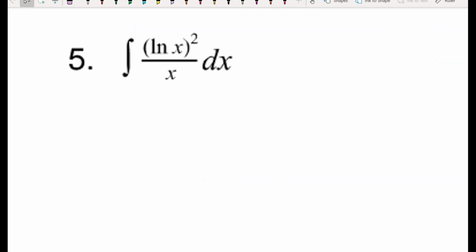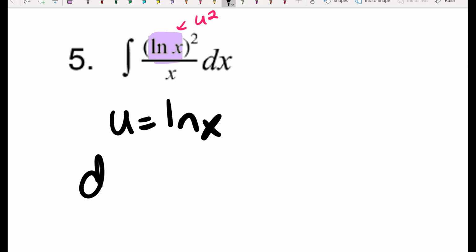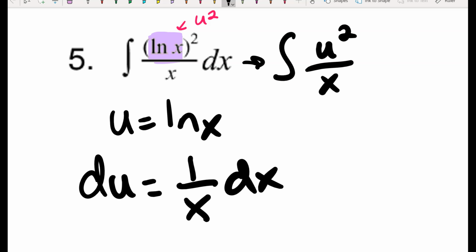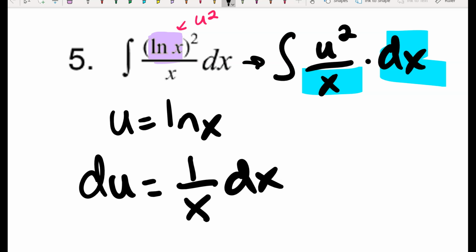For number 5, again, it looks like u should be ln of x because that's my composition of functions. If I could just make that u squared in the numerator, I know how to take the antiderivative of that. So I'm going to let u be equal to ln of x. Again, the derivative of ln of x is just 1 over x. And here's what I have right now. I've got u squared over x dx. So I need to get rid of an x in the denominator and a dx. We actually already have something that represents that.